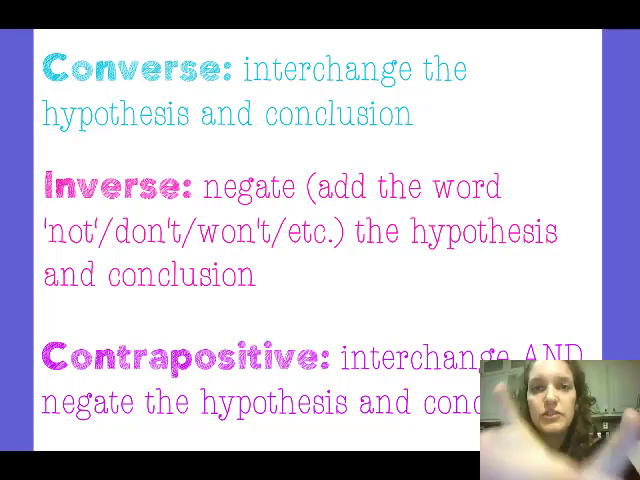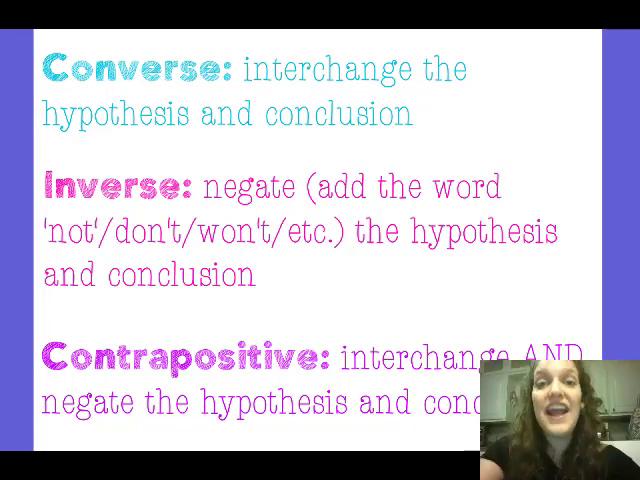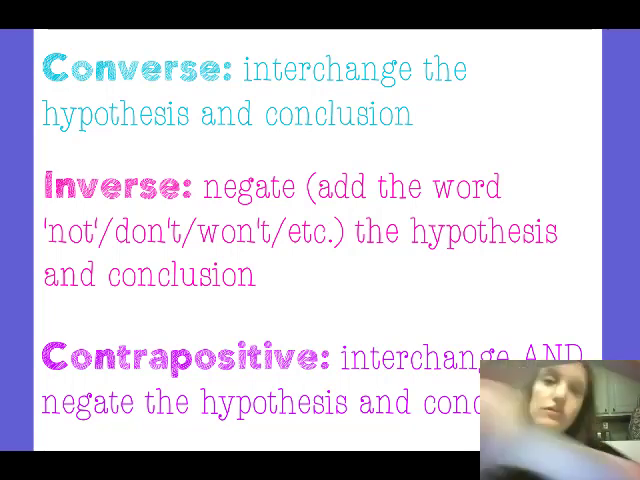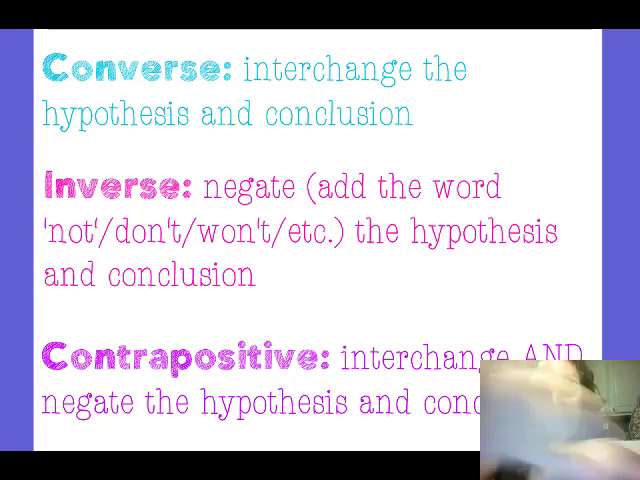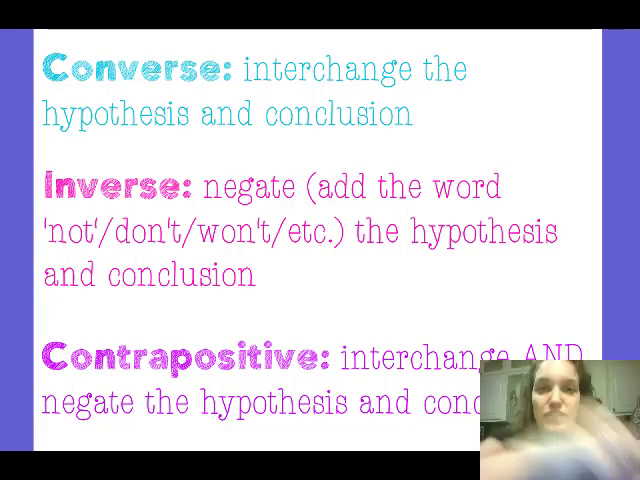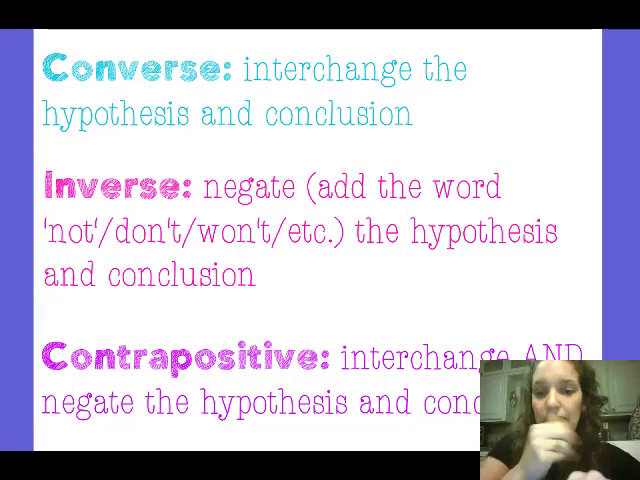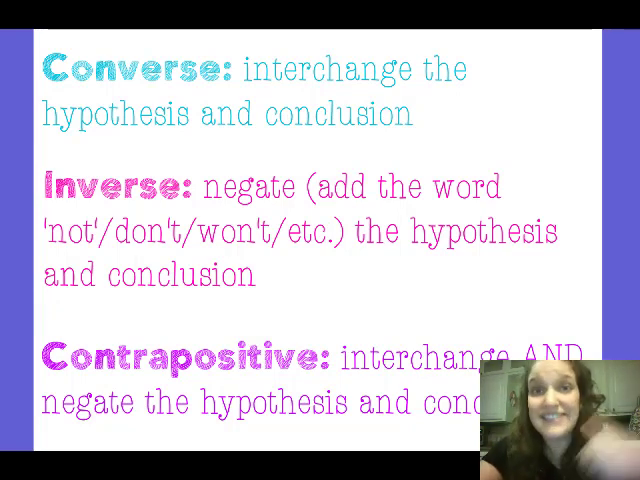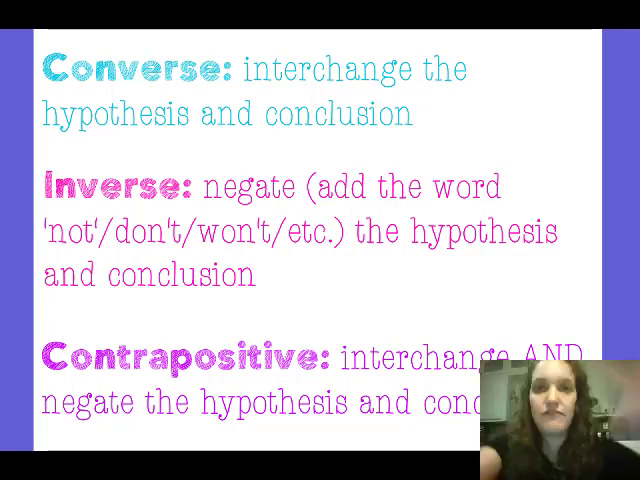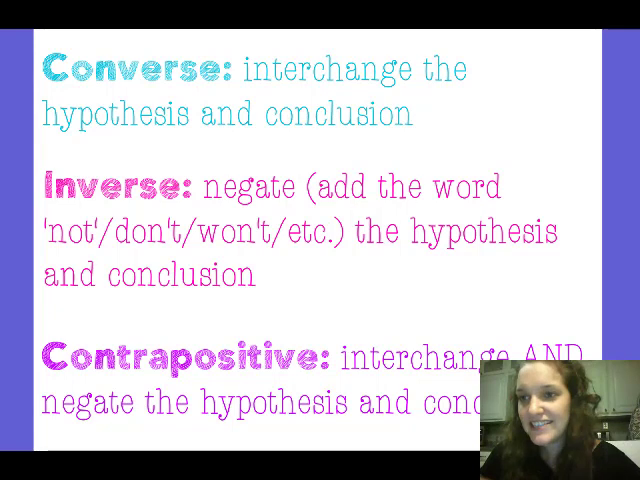So converse, you switch them. Inverse, you negate them. And then contrapositive, you do both. You switch them and negate them at the same time, simultaneously. Hypothesis and conclusion are switching places and being negated at the same time. So converse, you switch them. Inverse, negate them. Contrapositive, switch them and make a stink face. It makes it more fun.